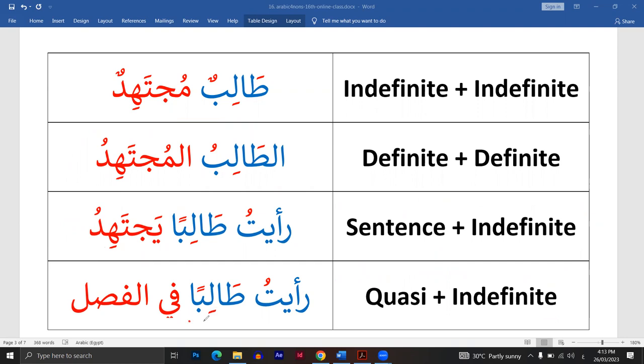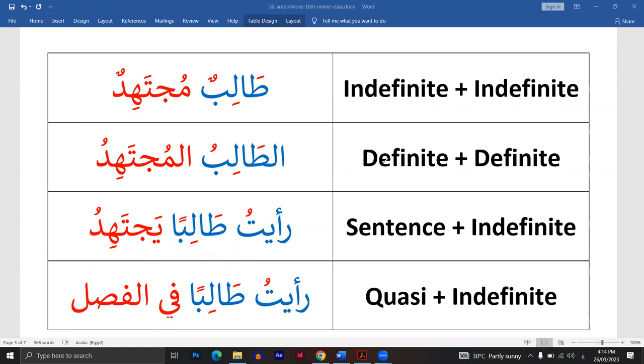The same idea here. We are looking for an indefinite noun, and after this indefinite noun we see a quasi-sentence, في الفصل. So this quasi-sentence, شبه الجملة, is describing a طالب. رأيت طالباً, I saw a student. What about him? In the class. So في الفصل is an adjective for the student.